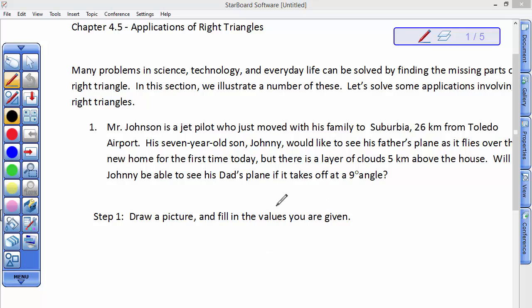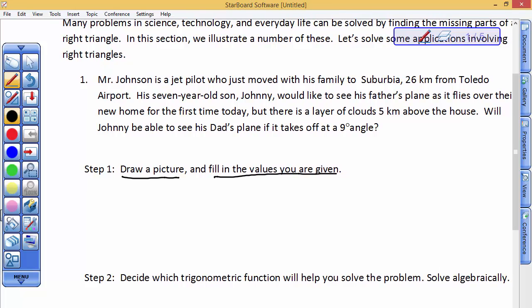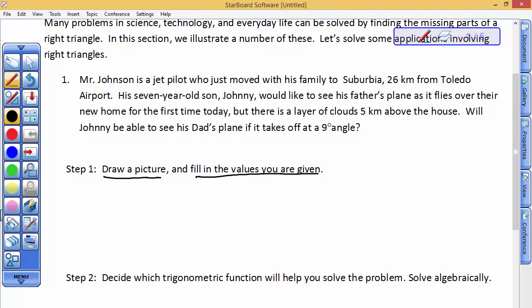Okay, let's study the applications of right triangle trigonometry. What I've done is I've got about 6 story problems here, and what we're going to need to do is draw a picture of our situation, fill in the values that were given in the picture, and then decide which trig function will help us to solve the problem, and we're going to solve algebraically. So that's where we're headed with this. Each time I'm going to give you a moment to read the problem to yourself. Actually, I'm going to ask you to hit pause to read the problem.